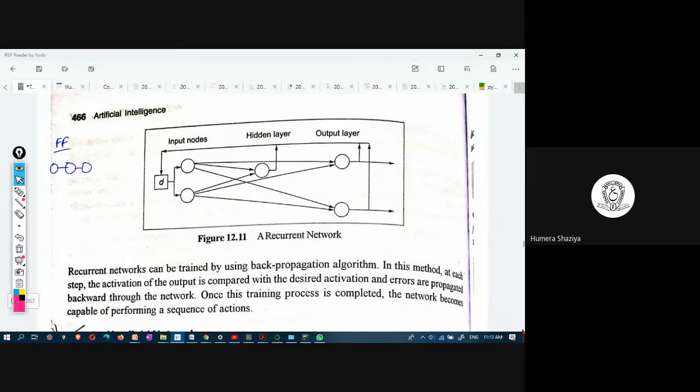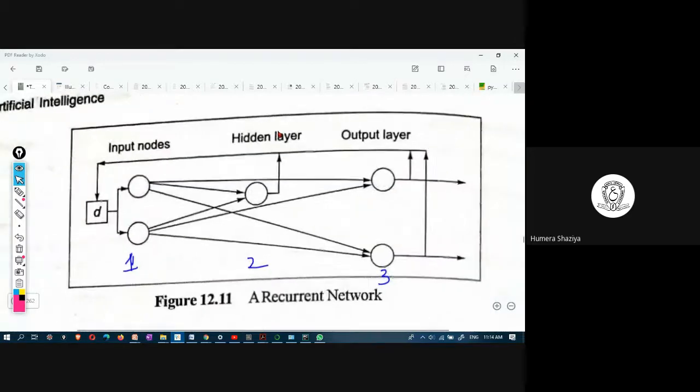And then sometimes this kind of architecture is not very suitable. Therefore, another architecture was devised, which is known as recurrent network. In a recurrent network, layer 1, layer 2, layer 3: layer 1 are input nodes, layer 3 are output nodes, layer 2 is a hidden layer. If you observe this architecture's connecting pattern, the hidden layer node is receiving connections from both of its previous layer's nodes, from here and from here. Okay, these two.